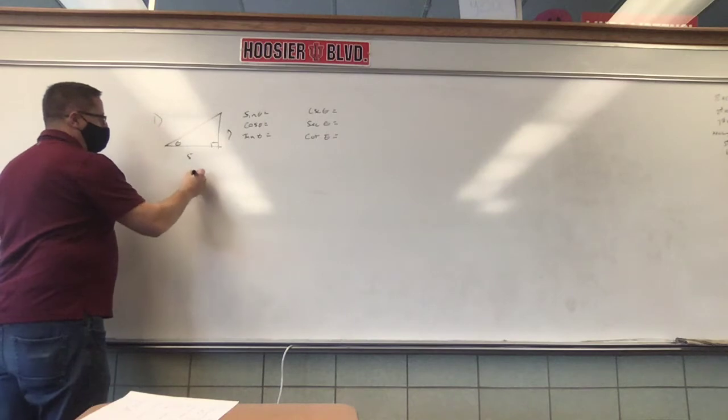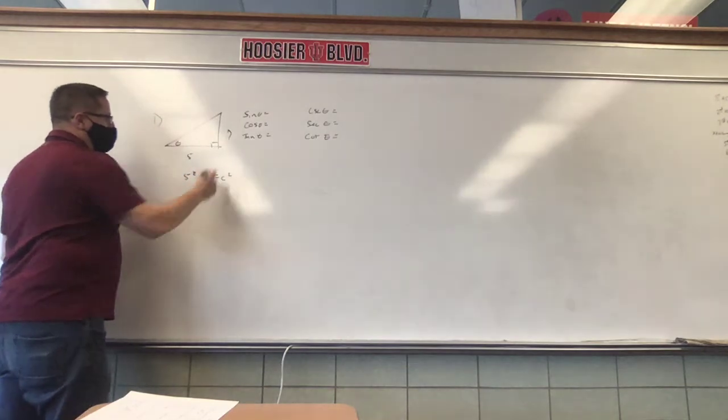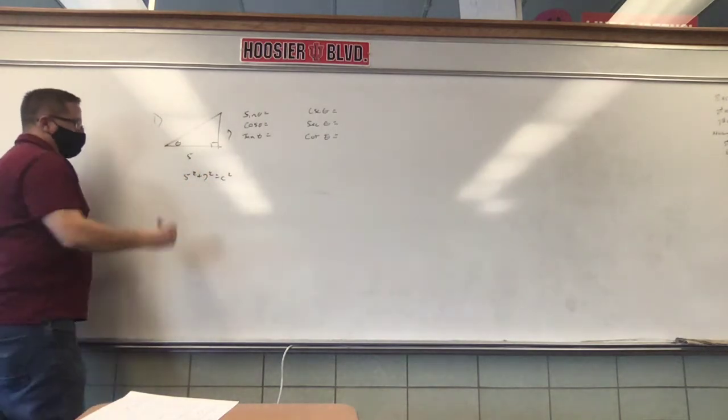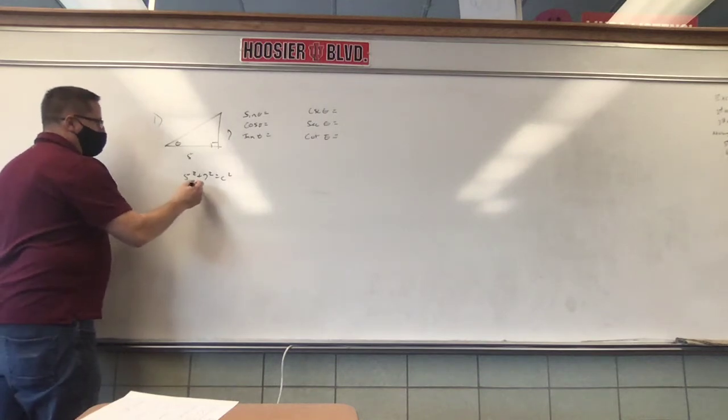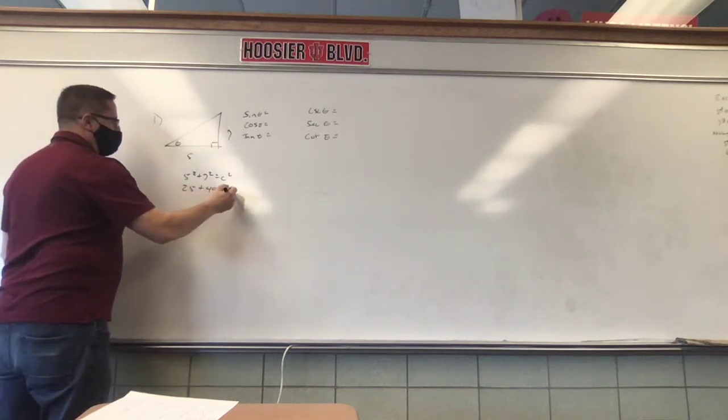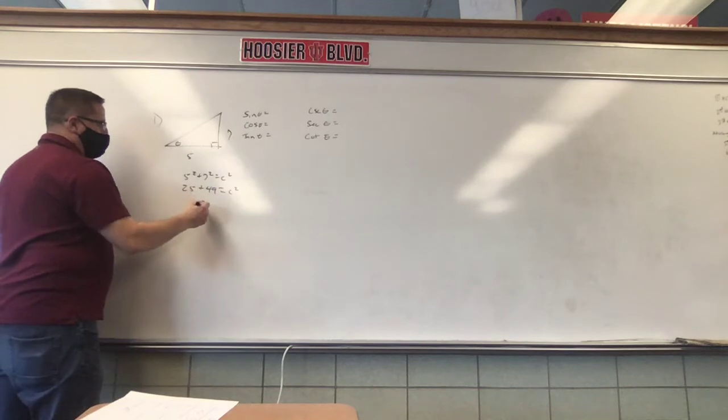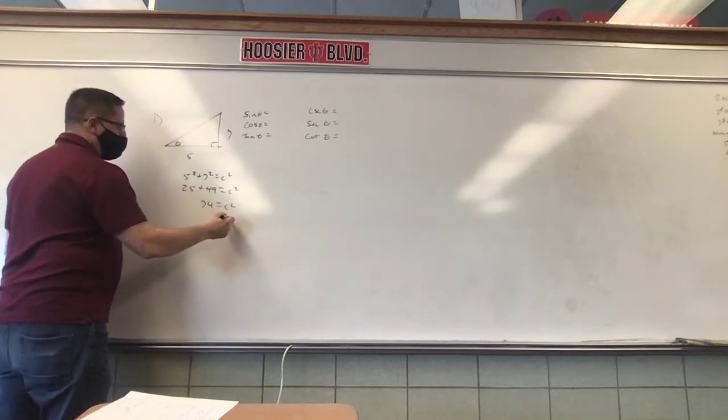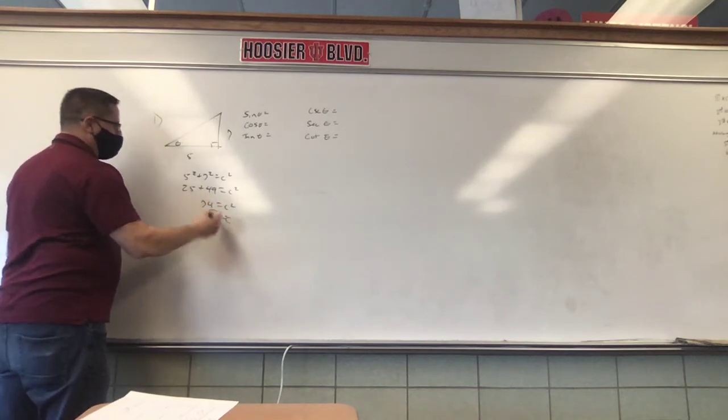So in order to find out what this side is right here, we need the Pythagorean theorem. So 5 squared plus 7 squared equals c squared, or x squared, or a squared, or whatever squared, it doesn't matter. So we have 25 plus 49 is c squared. Add those together, you get 74 is c squared. So c is radical 74.